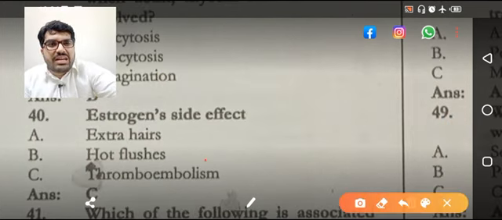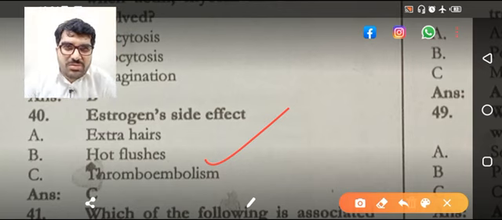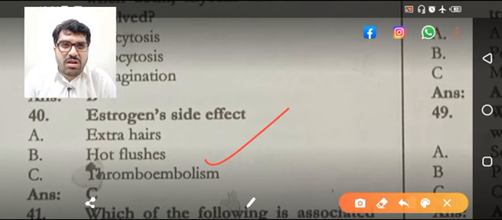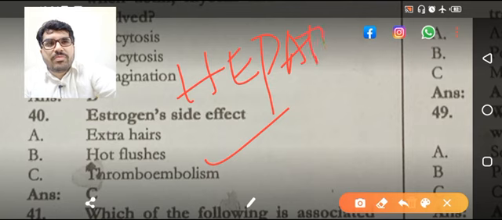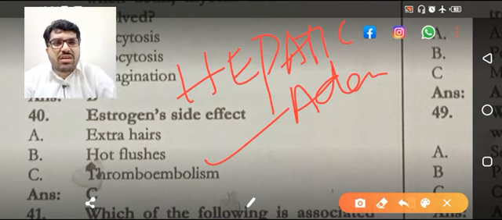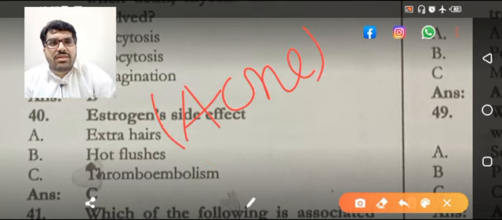Estrogen side effect, that is thromboembolism. There is another MCQ, long-term use of estrogen causes, the answer is hepatic adenoma. And there is another MCQ on this, that long-term estrogen can cause what? Acne. It can cause acne.